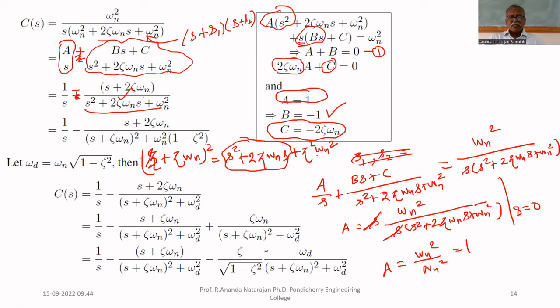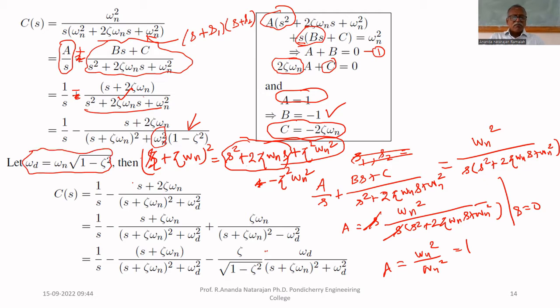That's why we have to add and subtract this term so that we can write S plus zeta omega n whole square, and the term zeta square omega n square has to be subtracted. Up to this, these 3 terms become S plus zeta omega n whole square. The remaining terms are omega n square minus zeta square omega n square. If you take omega n square outside, you will get 1 minus zeta square. So omega n square root of 1 minus zeta square can be assumed as omega d.